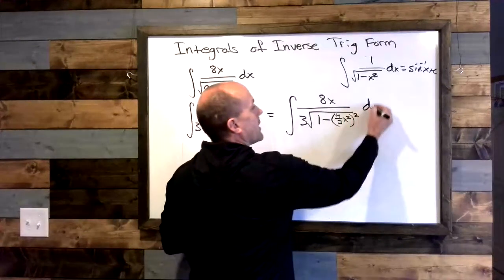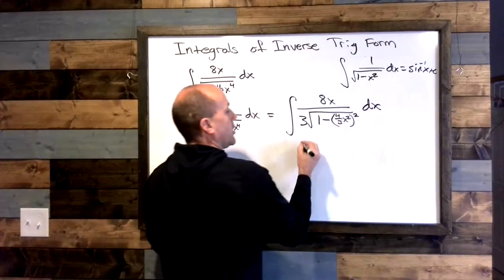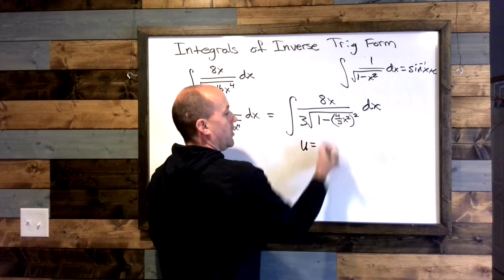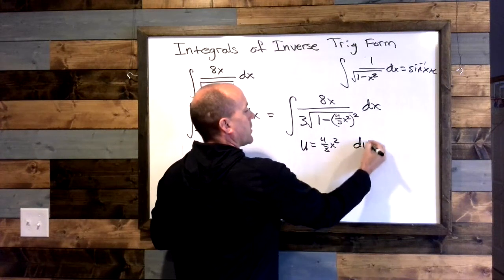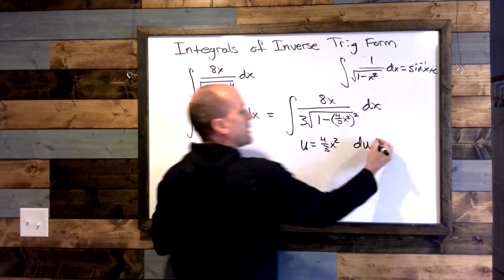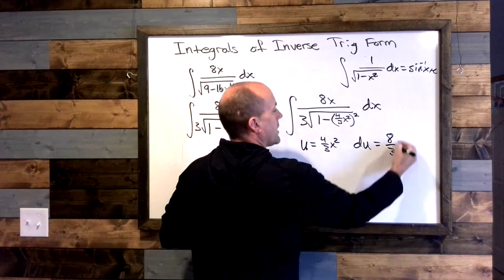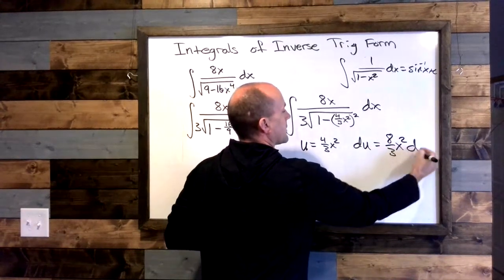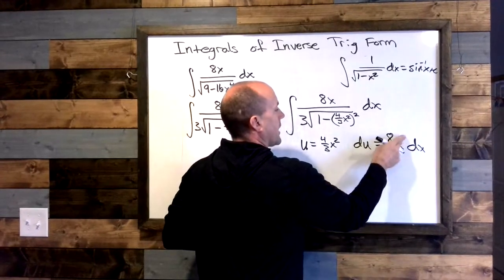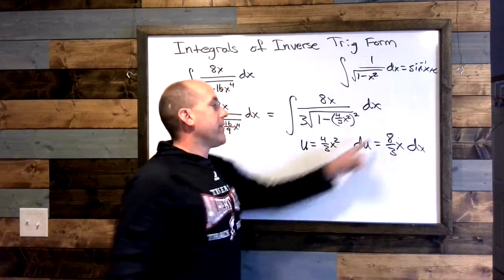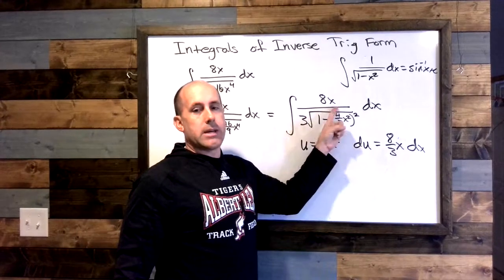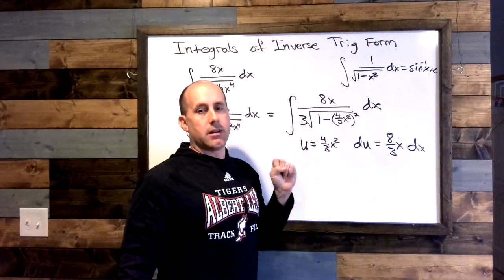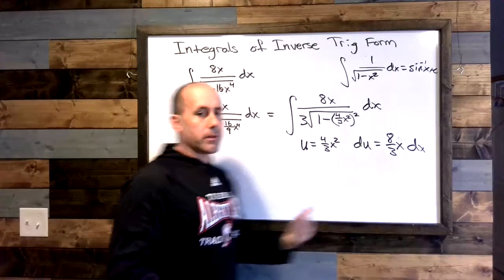Now we can go ahead and make our substitution. u is equal to 4 over 3 x squared. So therefore du, if we multiply by 2, we get 8 over 3 x dx. I'm sorry, not x squared, just x dx. Do you have an 8 over 3 x dx? Yeah, we have an 8 over 3 x dx. The substitution works out perfectly.